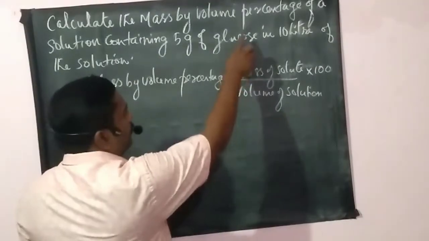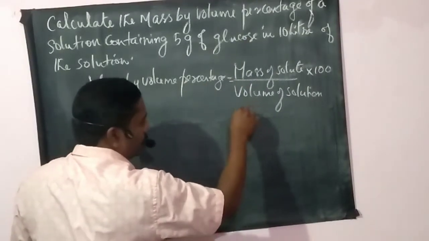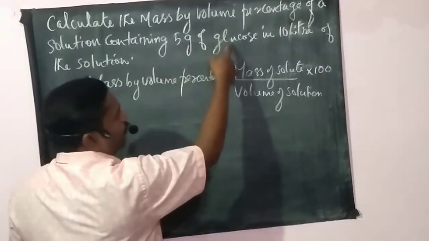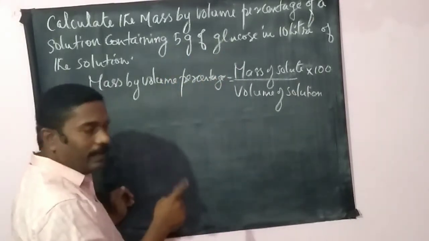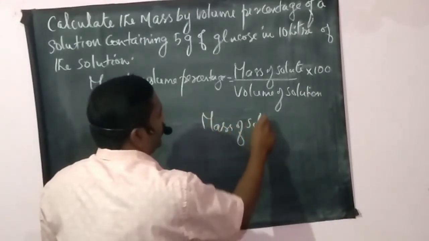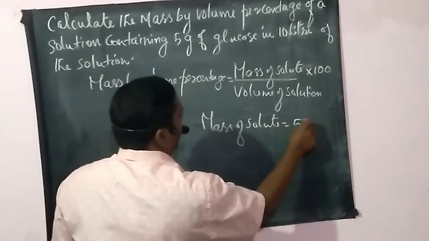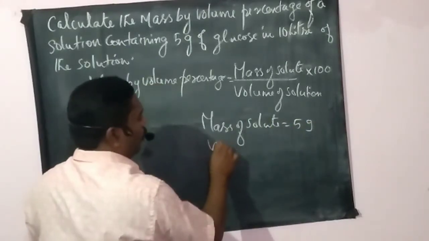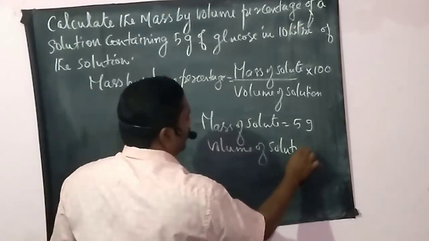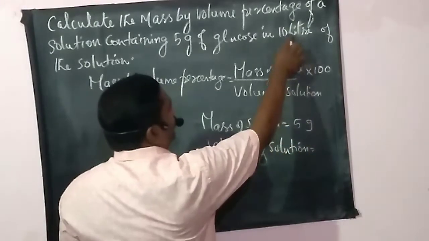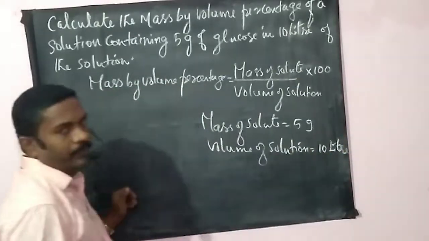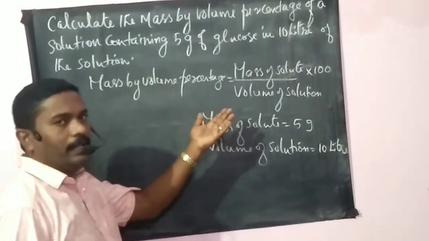Here, let us first write the data given here. What? 5 gram of glucose. What's that? Yeah, mass of solute. Okay. So, mass of solute equals 5 gram. And volume of solution. Here as we know, the volume of solution itself is given as 10 liter. Okay. 10 liter. So, just substitute and simplify.